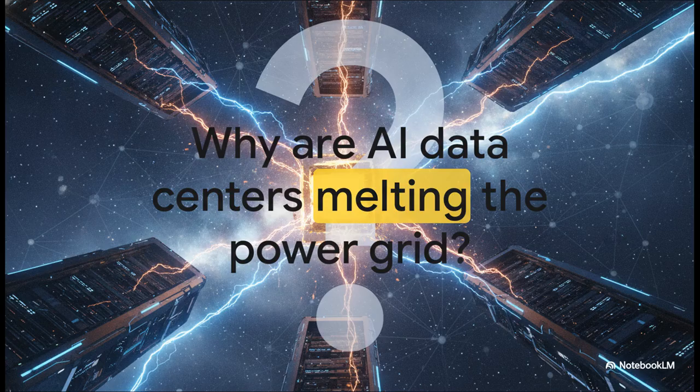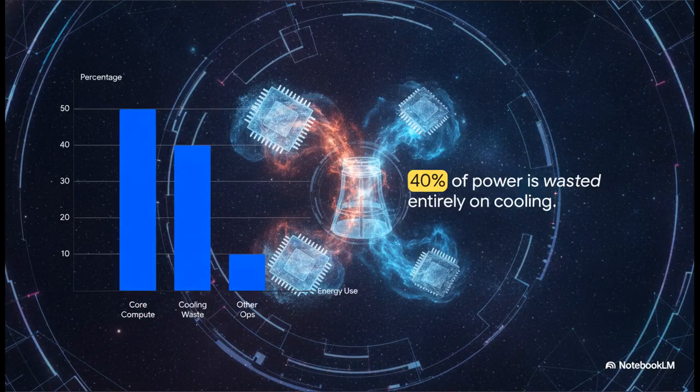But what is all that energy actually doing? Well, you'd probably assume all that electricity is actively crunching numbers. But actually, a staggering 40% of a data center's power is wasted entirely on cooling towers and freezing water. That's right, nearly half of the power goes just to stop the chips from completely overheating and melting themselves. We are literally burning through megawatts of power just to fight friction.